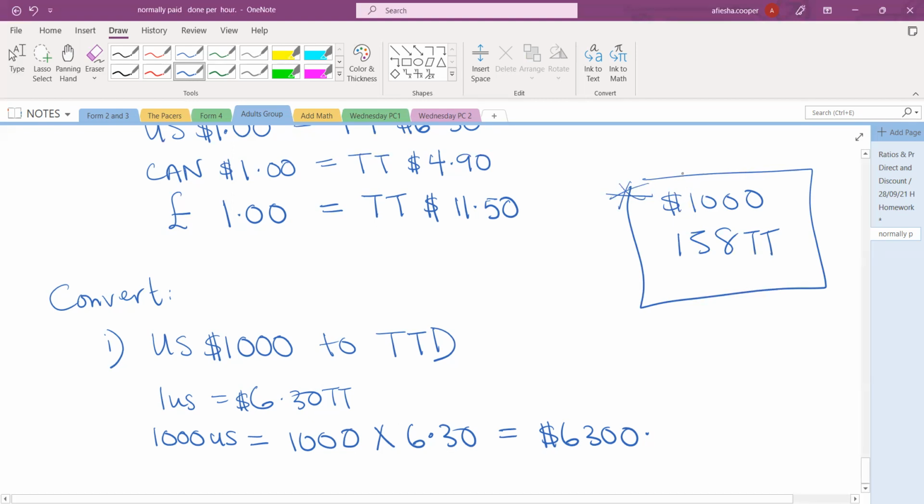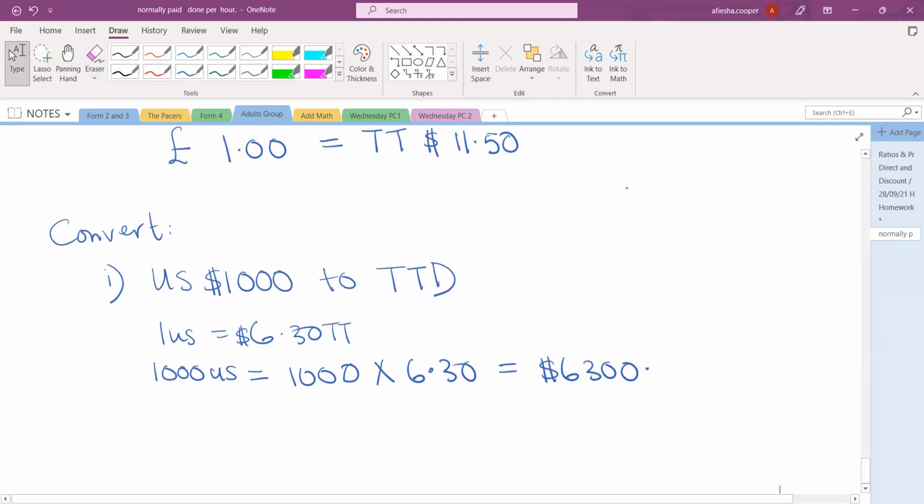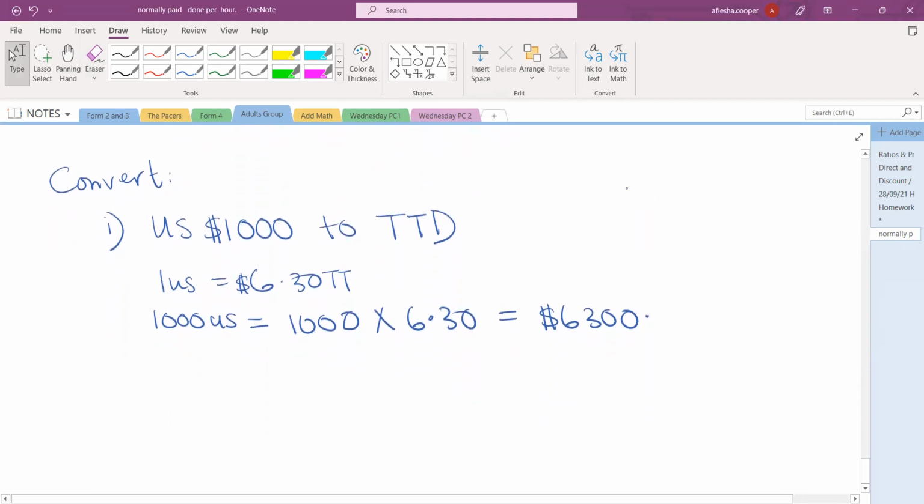No, because you know that you have 1,000 US and you're left with 150 TT, and you know that mathematics isn't adding up at all, right? Because every 1 US is 6 something, you're just going to multiply to increase the quantity. So it's going to be 1,000 multiplied by 6.30, which is 6,300 TT.